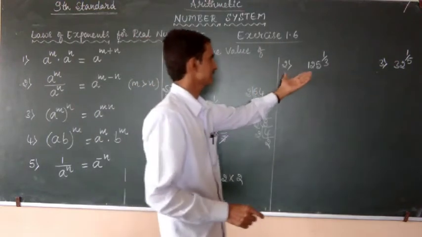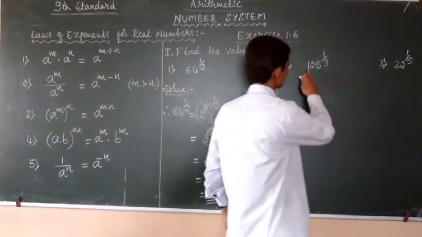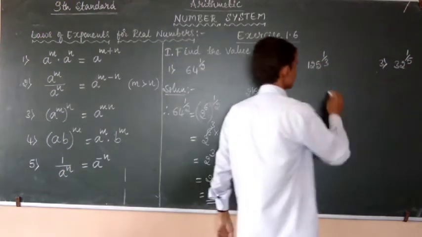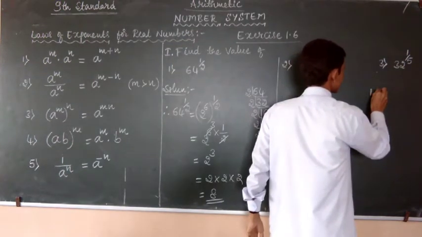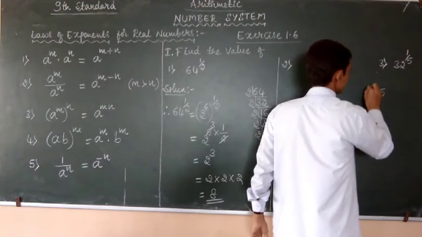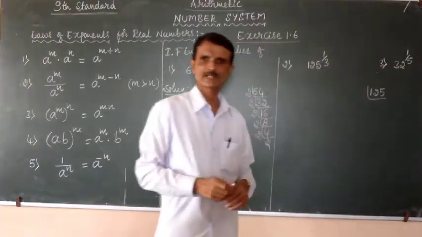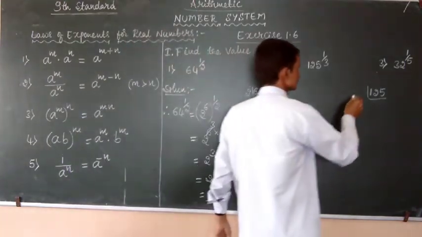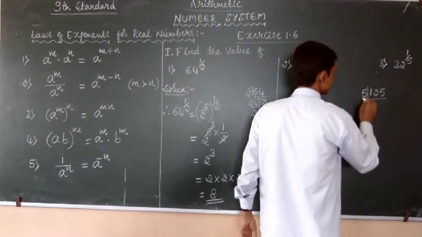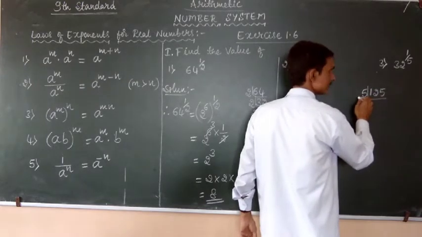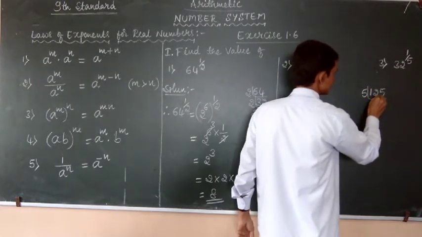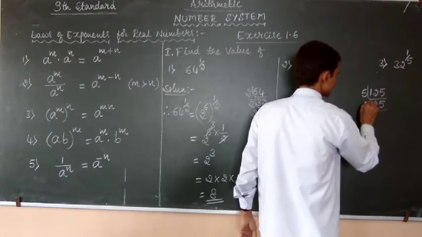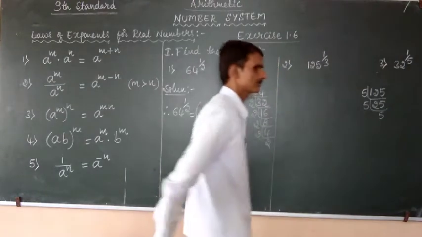Now we will see the second problem. It is 125 to the power of 1 by 3. Write the factors of 125 by the factorization method. 5 fives are 25, so once again 5 fives are 25.